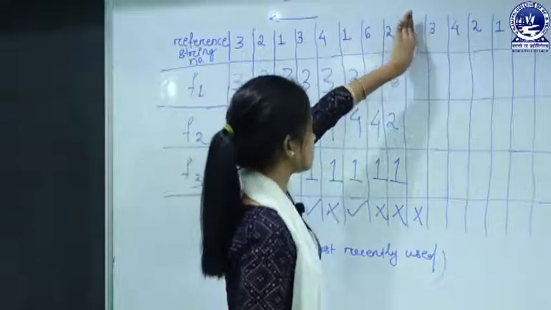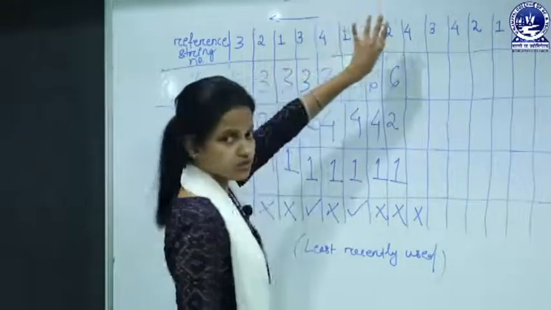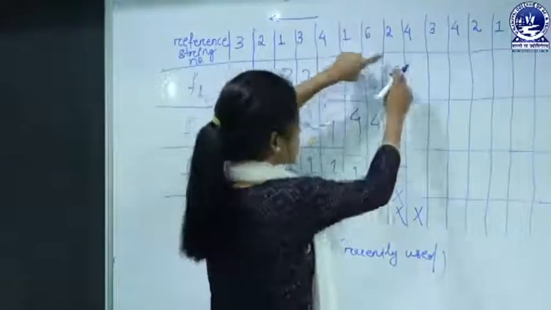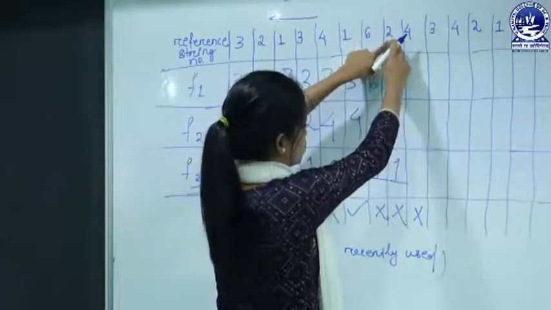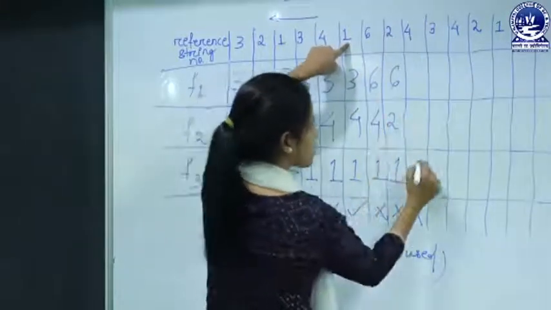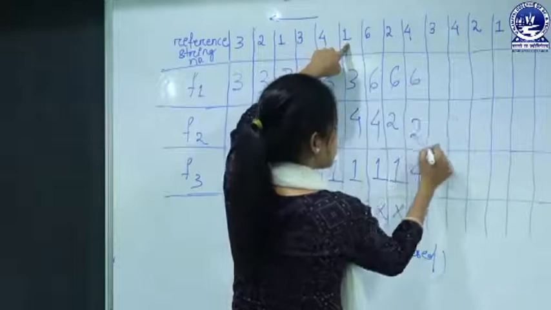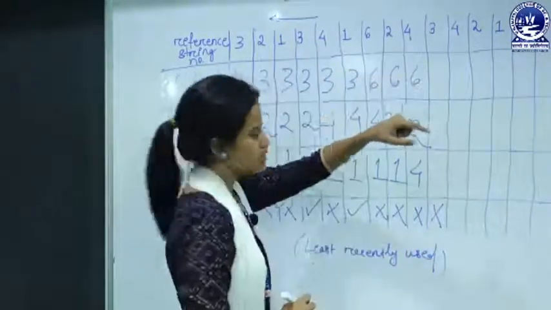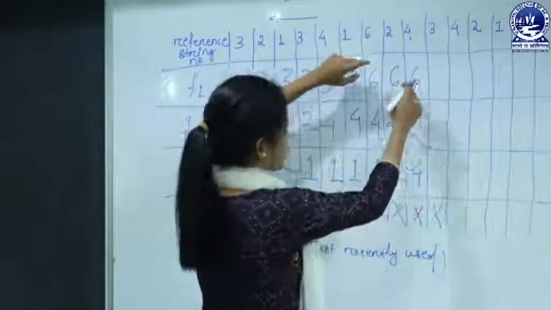From right to left, just see which number is in the leftmost corner. 6, this 2, 6, 1. So 1 is replaced by 4, 6 by 4. Next 3, also a page fault, a miss, and we have to check.